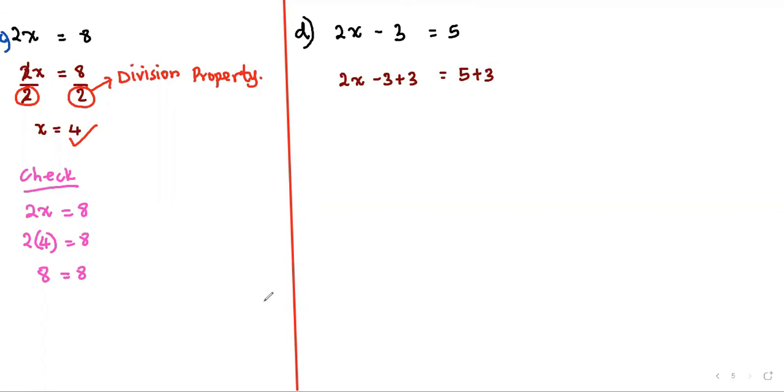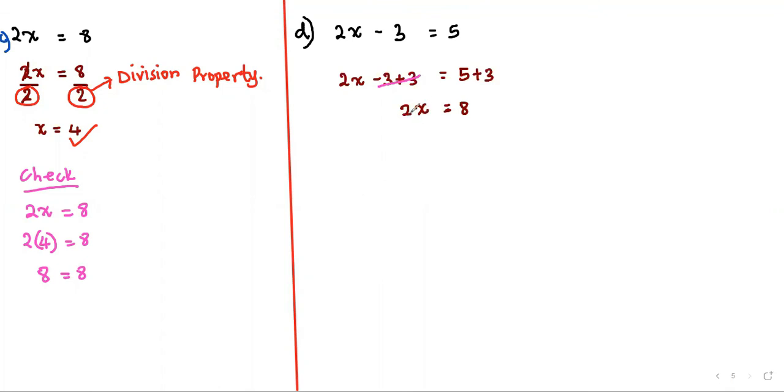And note that minus 3 plus 3, this will give us a 0. So that on the left-hand side, we remain with 2x. And on the right-hand side, we have 5 plus 3, which is 8. You see? Remember, we need the value of x. So it means that we have not finished.